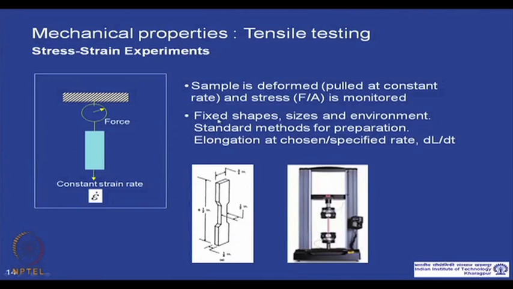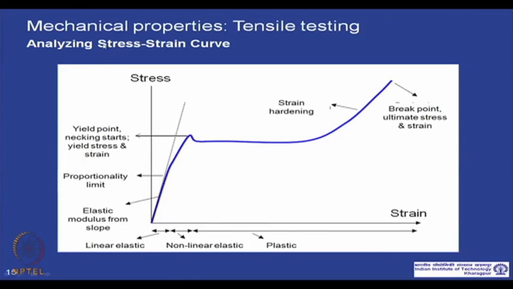So, this tensile test is done with a fixed shape, size and environmental condition, and elongation at a chosen or specified rate dn by dt. So, what does a typical stress strain curve look like? We can analyze a stress strain curve.